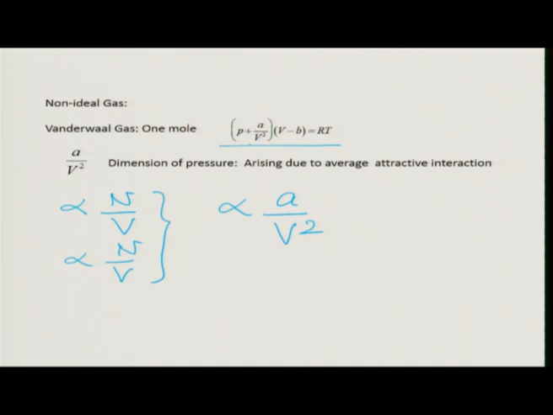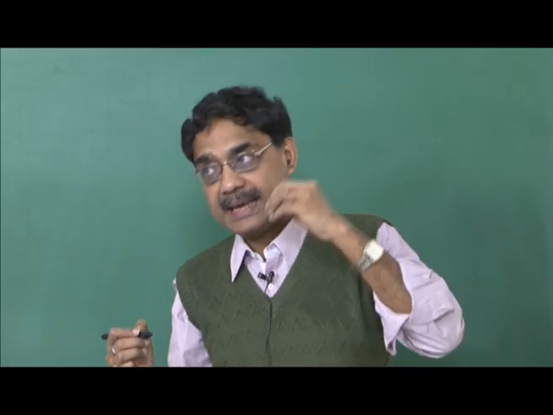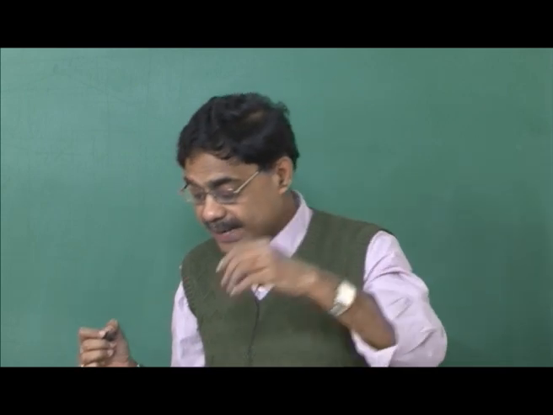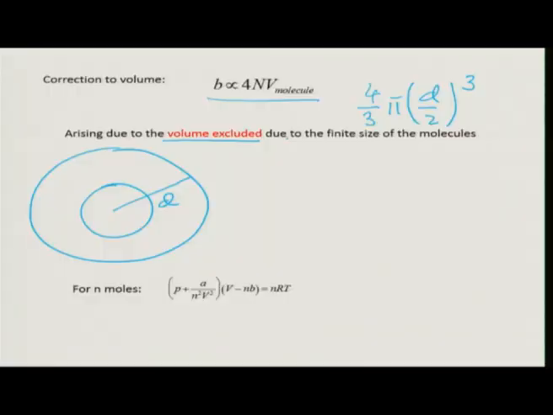P plus A by V square, the correction to pressure due to average attractive interaction, times V minus B, the correction to volume, because the entire volume is not accessible to the molecule. Each molecule has a finite size, hence a finite amount of volume will be excluded for any molecule I have in consideration, and then this B will be naturally proportional to the number of molecules I have in the container and the volume of each molecule. Okay? That explains the origin of A and B.